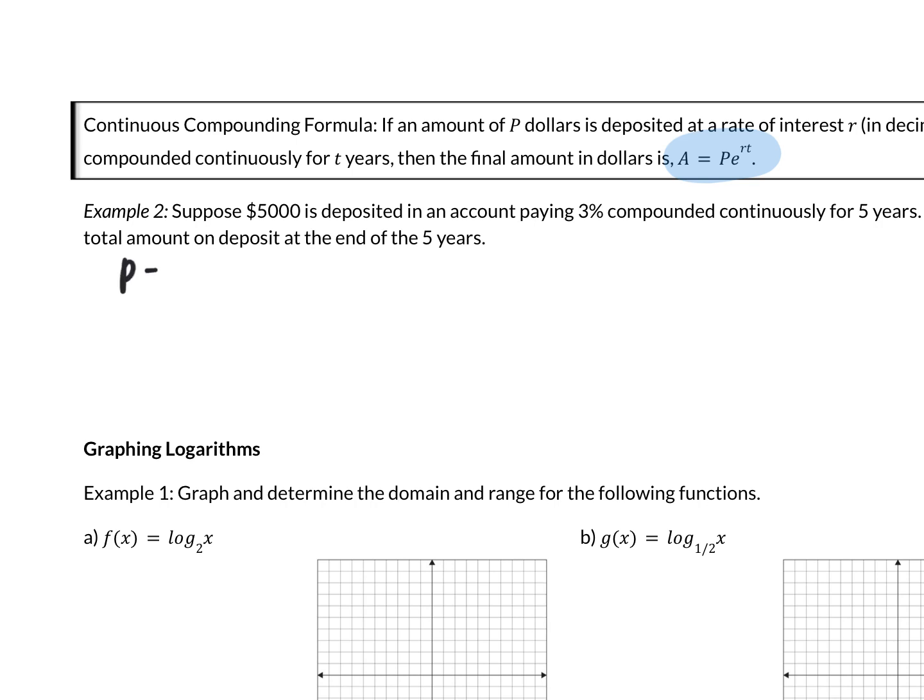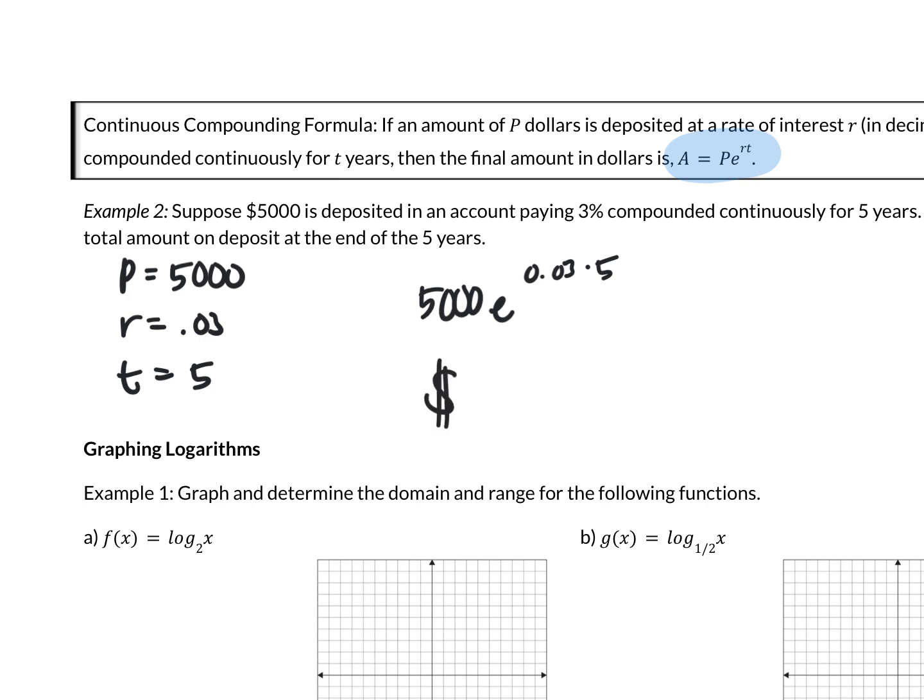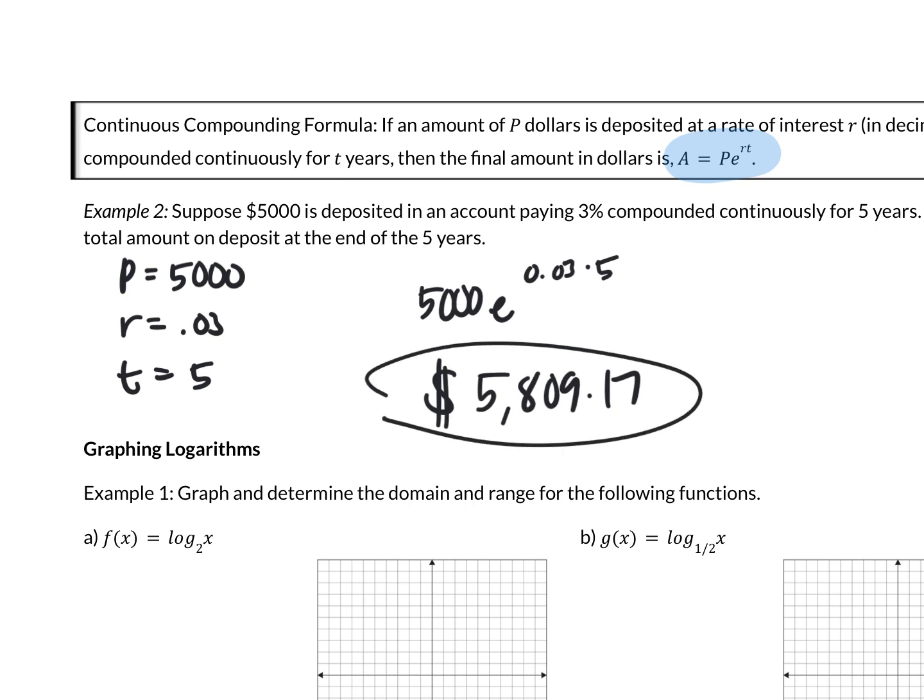So our principal is 5,000. Our rate is what? As a decimal, we got 0.03. And our T is our time, so 5 years. And we plug this into our formula. Oops, I don't know why I put a negative there. And double check yourself. You should get 5,809.17. Plug that in. Make sure you all know where the E button is on your calculator so you can evaluate those.